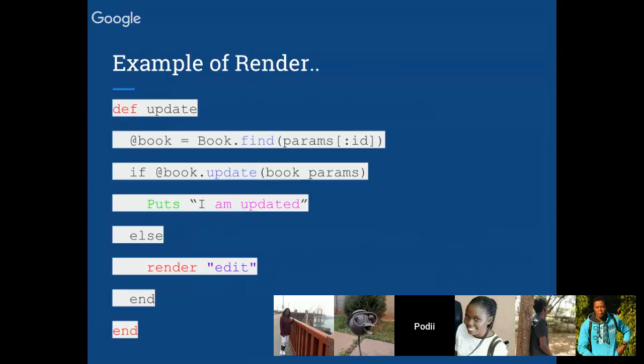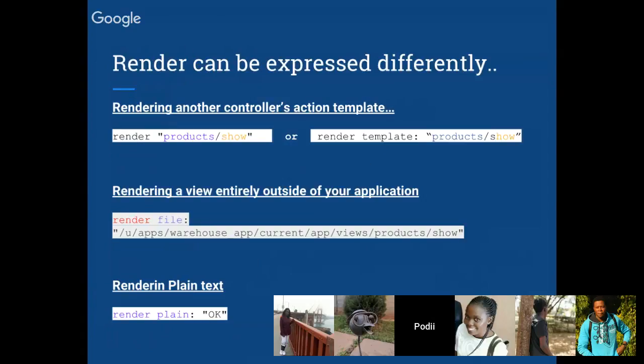All right. So if I do the update on a book, I'm simply altering the details that were there for that book object. If it's updated, I'm telling it to say it is updated. And if it's not, I'm telling it to render the edit page, which is the same page where I key in the details of everything I want to update about that specific object.